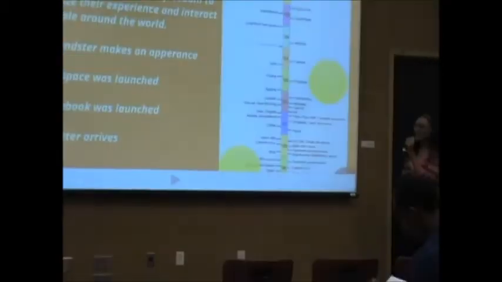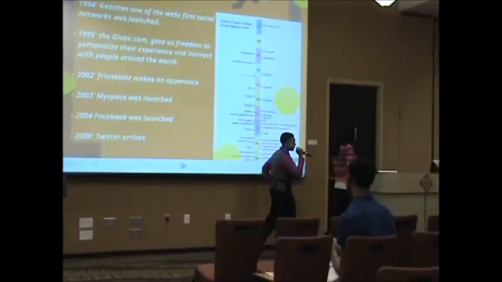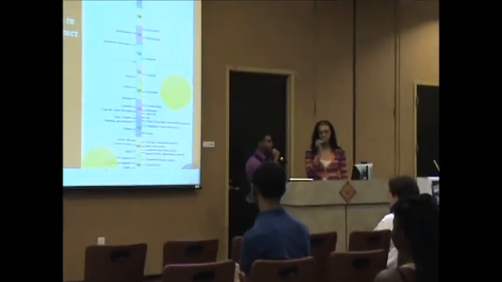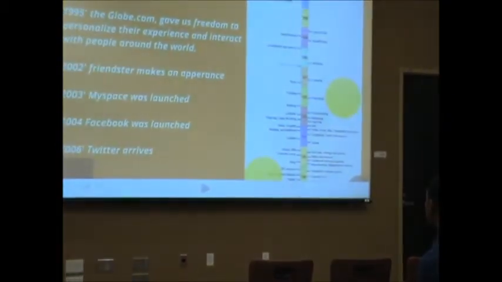So now we're going to talk about history. Hello everyone, my name is Ismail, I'm part of Alpha One Group. Thank you guys for coming to support us. The history of social networking: in 1971, the first email was sent. And Geosite, one of the first social networks, was launched in 1994. In 1995, the Globe.com gave users freedom to personalize their experience and interact with people around the world. In 2002, Friendster made an appearance. In 2003, MySpace was launched. And in 2004, Facebook was launched. In 2006, Twitter arrives.